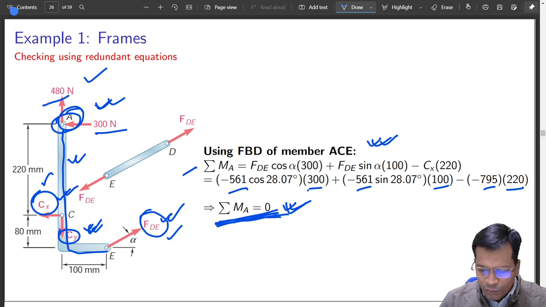So moving ahead to the next example, I hope this is quite okay. If at all you have any query, you can ask. Fine, I hope this is quite clear, so we'll move ahead.